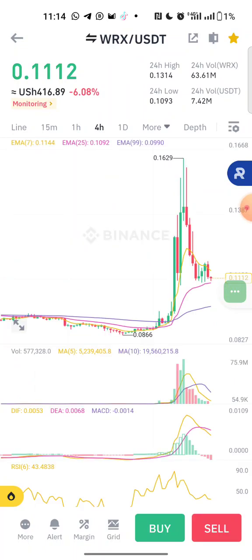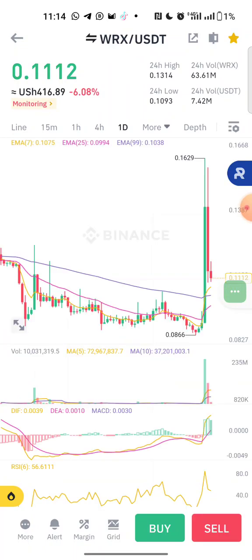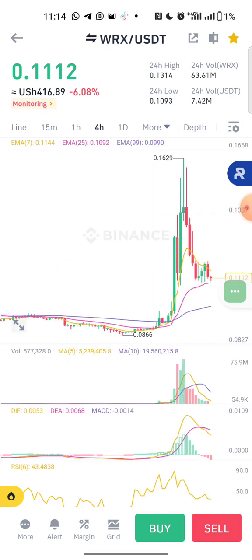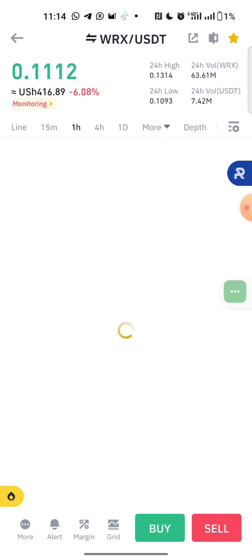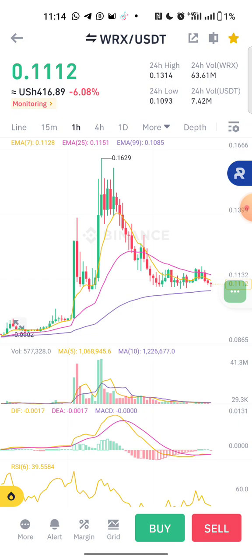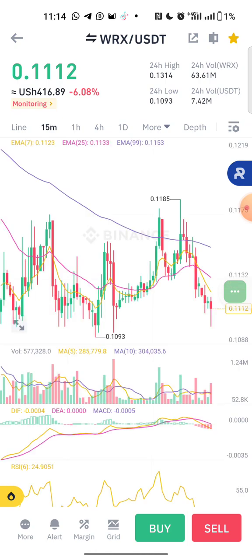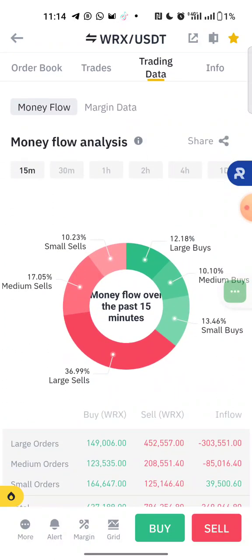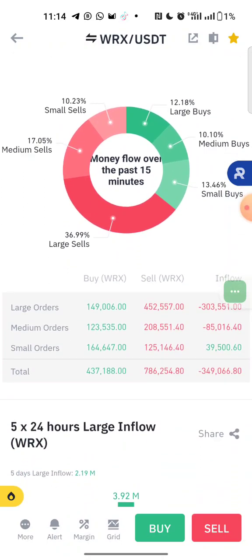So you want to look at the coin, like I said. Maybe you start in 1 day, you see the coin is going down, you come in 4 hours, you see the coin is going down, you come in 1 hour, you see the coin is going down. In 15 minutes, you see the coin is going down. So you want to make your entry. You want to wait at least to see that the sellers, because they are showing more power, are still selling.